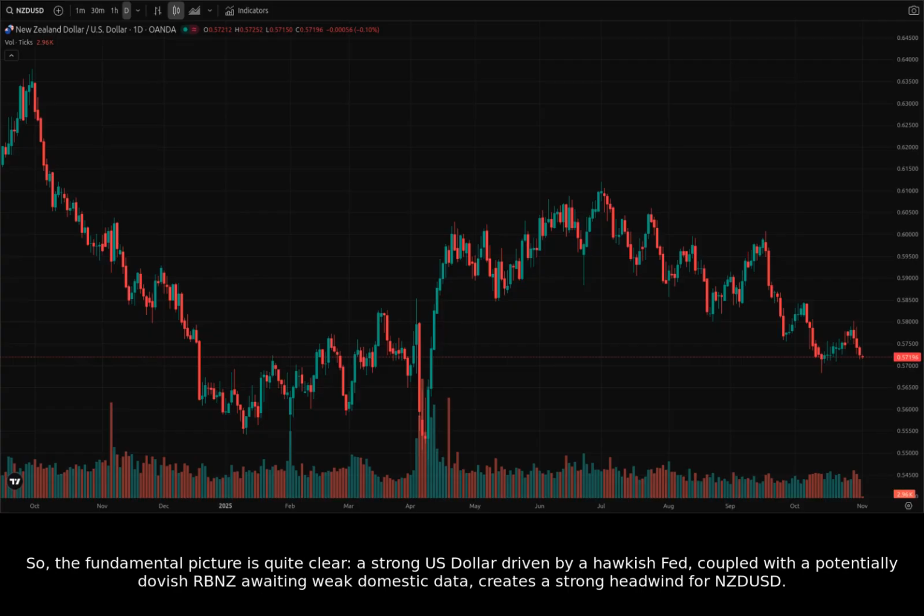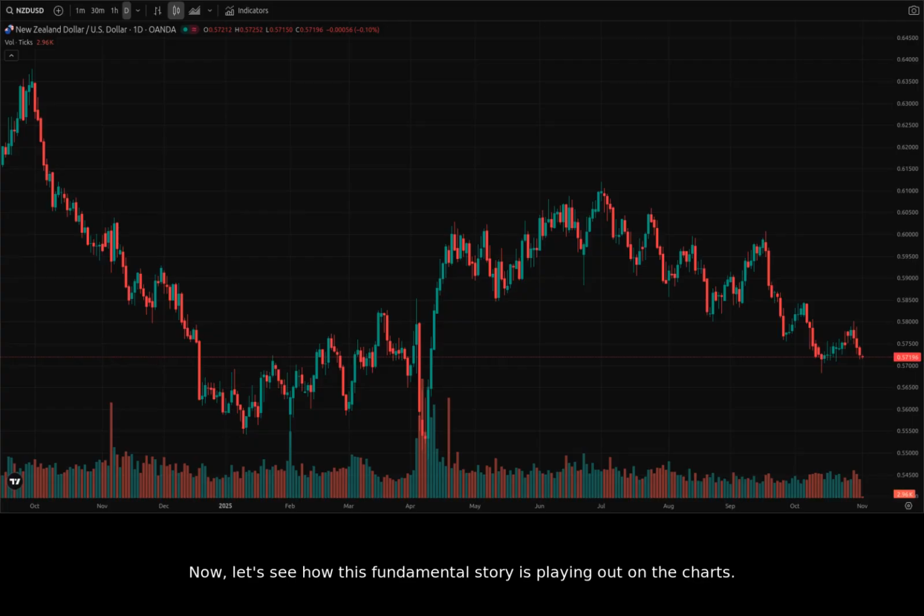So, the fundamental picture is quite clear. A strong US dollar driven by a hawkish Fed, coupled with a potentially dovish RBNZ awaiting weak domestic data, creates a strong headwind for NZDUSD. Now, let's see how this fundamental story is playing out on the charts.